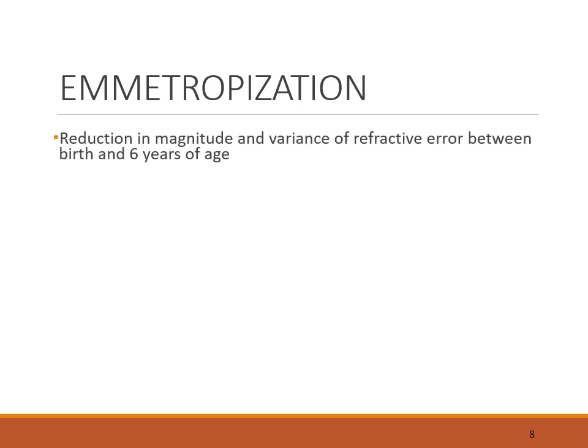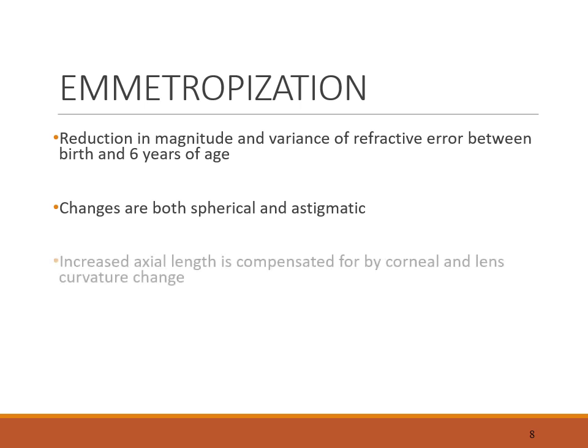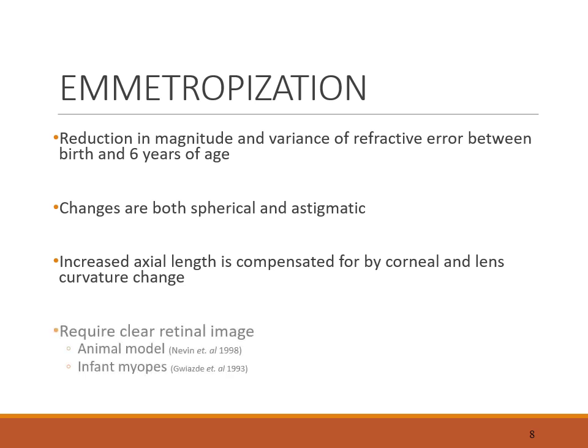Emmetropization is the process of reduction in magnitude and variance of refractive error between birth and 6 years of age. What happens is there are changes of both spherical and astigmatic components. There is an increase of axial length and it is compensated for by cornea and lens curvature. This is very important because we require a clear retinal image. To understand emmetropization, you can read about the animal model and also infant myopia.